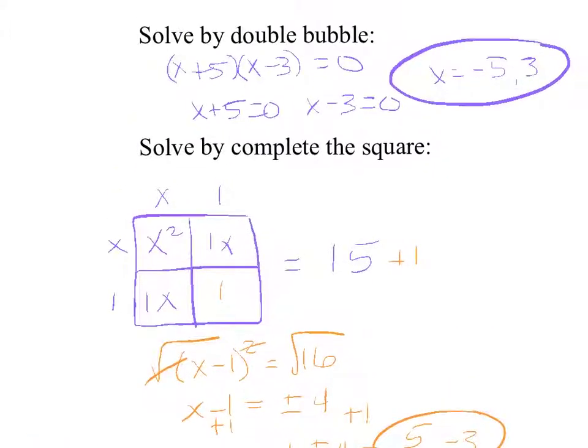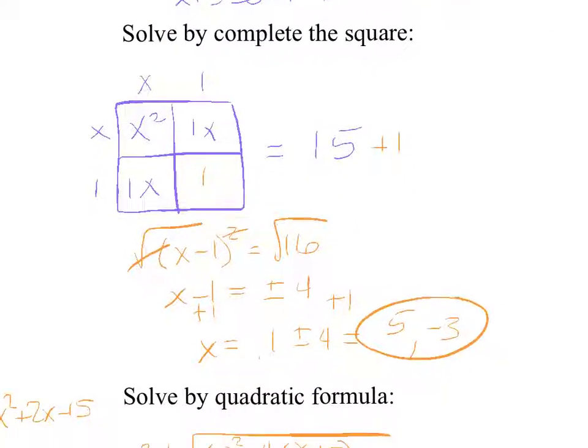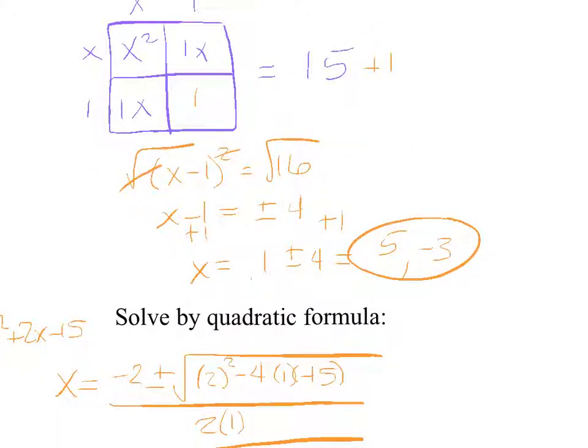Oh, I know I'm not. It's supposed to be a negative 5 and a positive 3. I made a mistake here, didn't I? Okay, so right here, I put that my bubble was x minus 1, but it's supposed to be x plus 1, so that was a big mistake there.